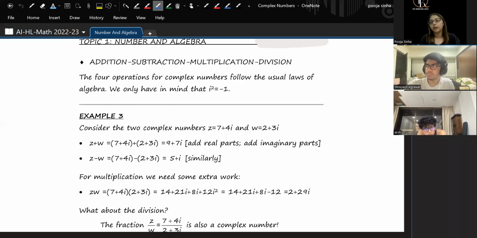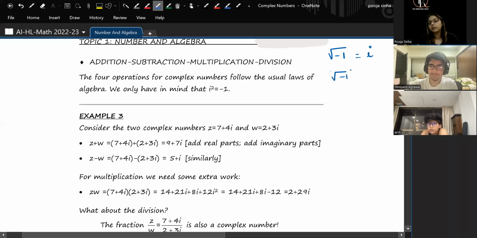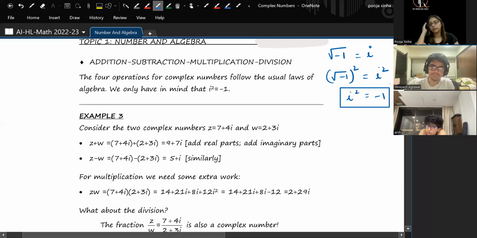Very easy. One thing that you need to keep in mind is that under root of minus 1 is i. And if I square both the sides, what will happen? Under root of minus 1 squared is equal to i squared. Which means i squared is equal to minus 1. Just keep that in mind. Okay?